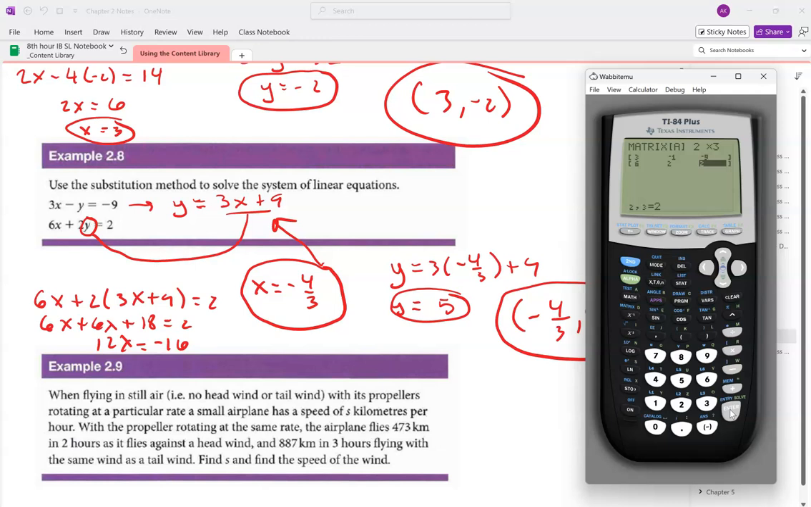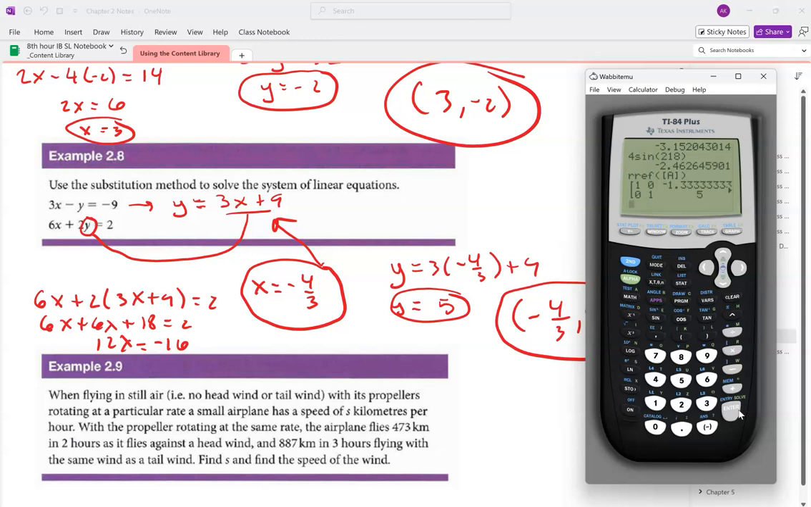Everybody's okay there? Make sure you take the negative signs with you. So I just did 3, -1, -9, 6, 2, 2. I'll exit back to the main screen. And this time I'm going to do second matrix. I'll go to the math command. I'll scroll all the way down till I find the RREF command. And I'll do that on that matrix A that I just built.